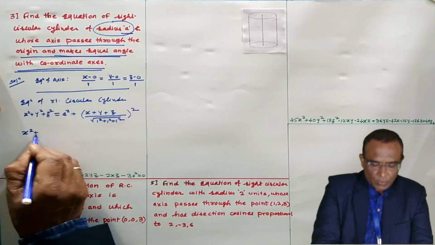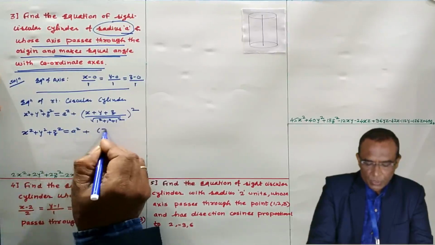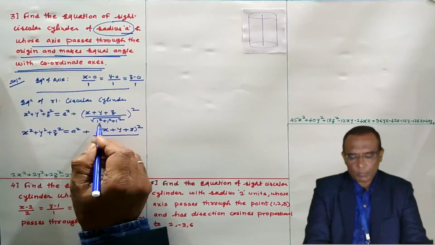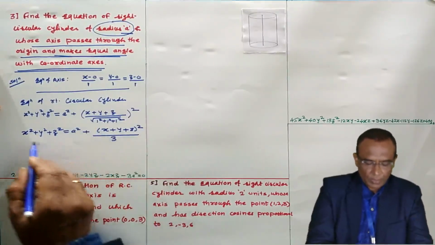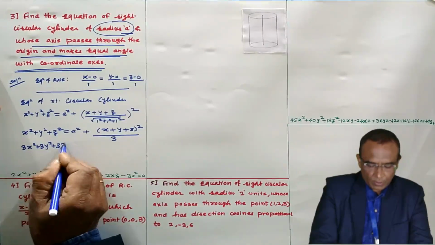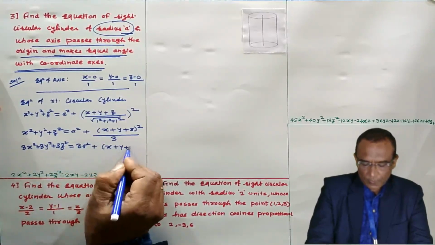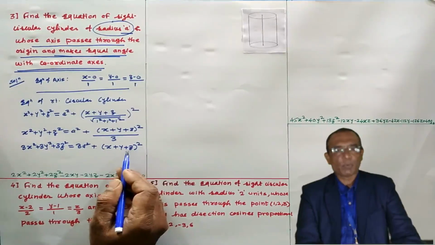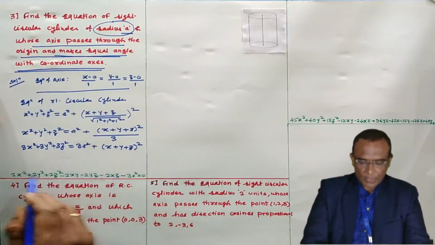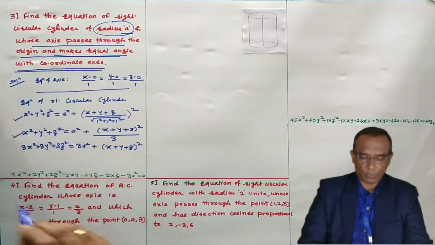Now x square plus y square plus z square as it is, a square as it is, x plus y plus z whole square of the numerator only, and here the root of 3 whole square will be 3. Now multiply this by 3: 3x square, 3y square, 3z square, equals 3a square plus x plus y plus z whole square. If you expand this x plus y plus z whole square, then finally you will get this answer. But in an MCQ, either this or this will be given in the options.